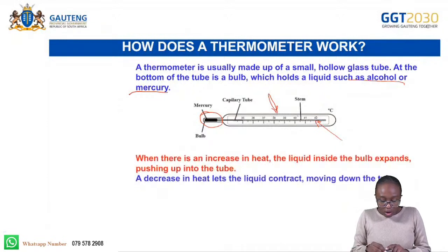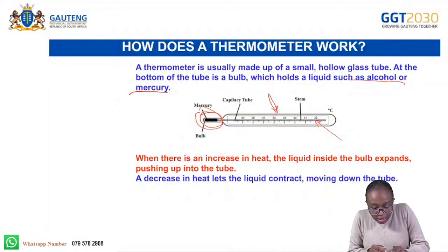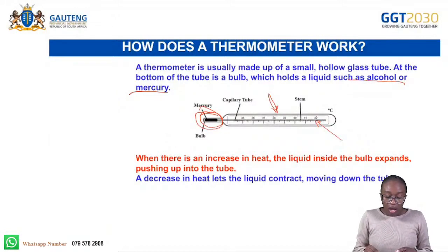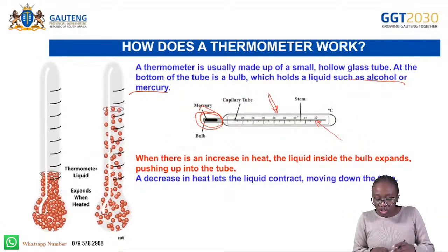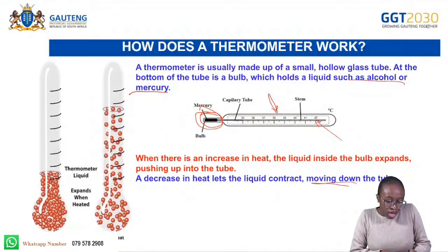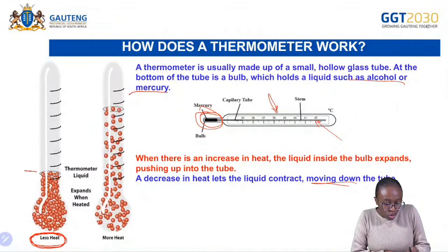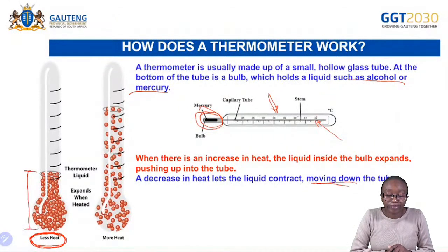Now, when there is an increase in heat, when the temperature increases, the liquid that is inside the bulb expands, pushing up the tube. And when there's a decrease in temperature, the liquid inside the material contracts, moving down the tube. So this is when the thermometer is in an environment that is cool. As you can see, the liquid is all the way down here.